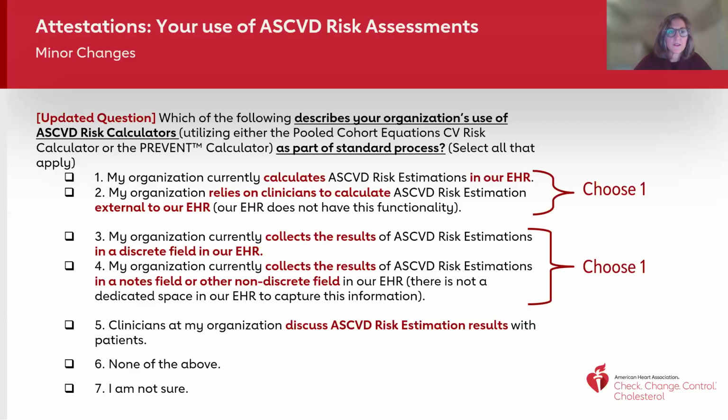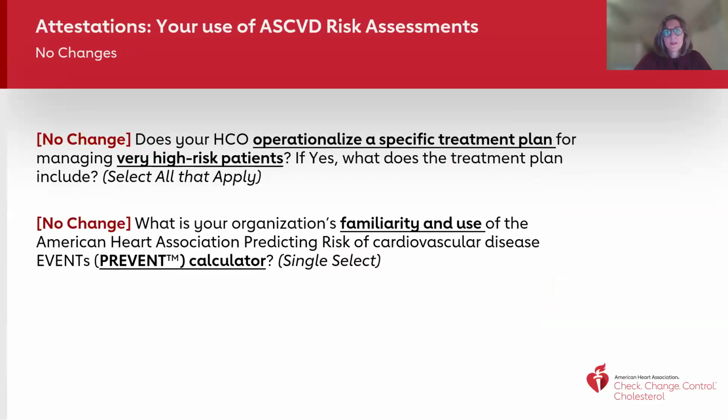For the next pair of questions, it's asking where that is documented in your EHR. Is it in a field that's dedicated for ASCVD risk score documentation in a structured field, or is it something that you put in an unstructured field like a notes field? So again, either or. Is it in a structured field or a generalized note field? And then the remaining questions ask whether your clinician is discussing ASCVD risk estimation results with your patients, and then the options of none of the above or I'm not sure. So then moving on, there are two other questions that we ask.